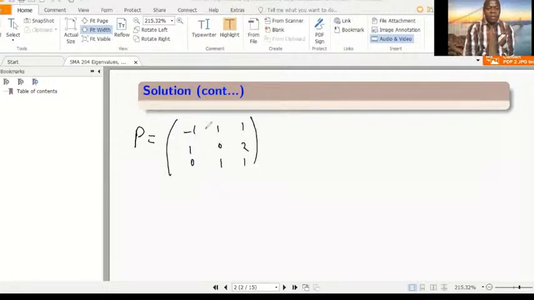So this is P. There is no formula in arranging these vectors. You can begin with any. You can even begin with this one, then followed by any, so long as you arrange those vectors in column form.